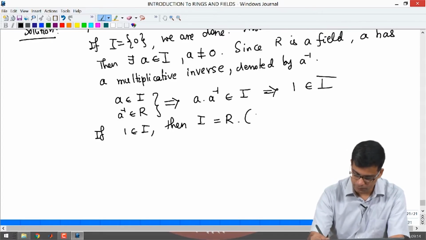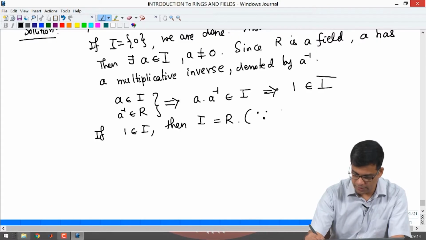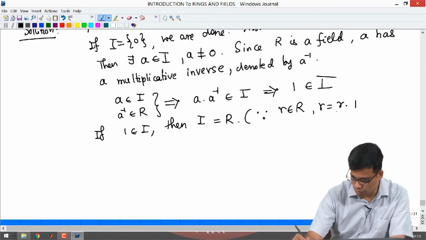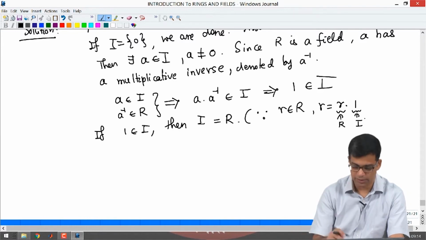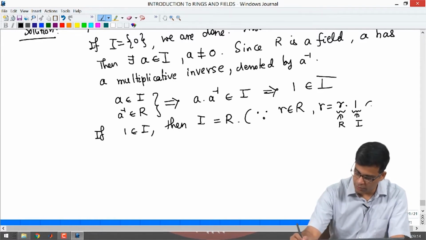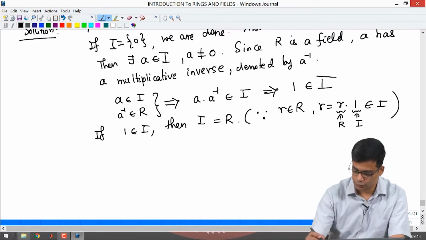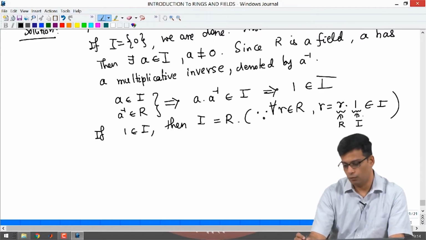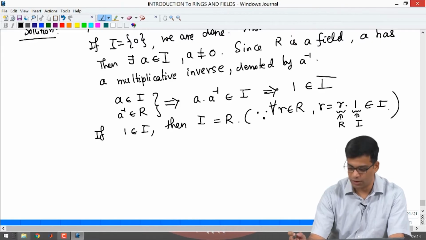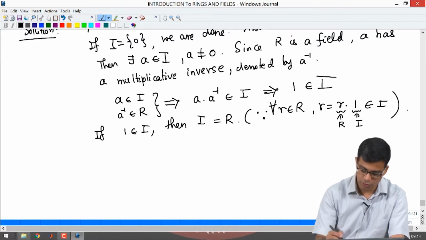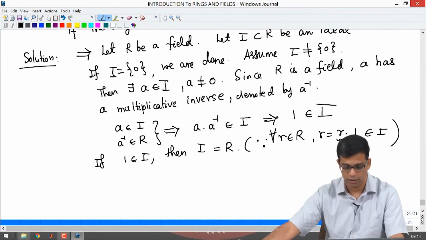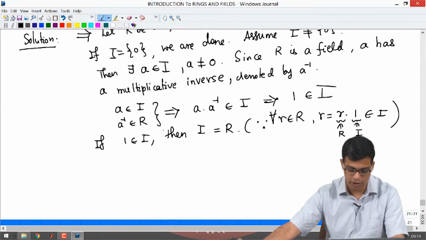This is because, take any small r in R, r can be written as r times 1. So, r is in R, 1 is in I, so r times 1 must be in I, right. So, for all r in R, r can be written as r times 1, where r is an element of R, 1 is an element of the ideal. So, the product must be in the ideal. So, for all r in R, r is in I. So, if 1 is in I, then I is R. So, we are done in this direction, right. If R is a field, we have shown that any non-zero ideal must be the full ring. So, that means the only ideals are 0 and R.